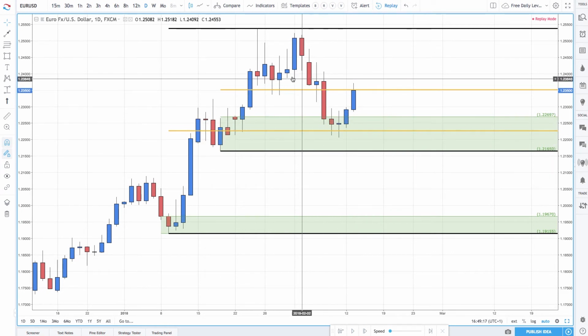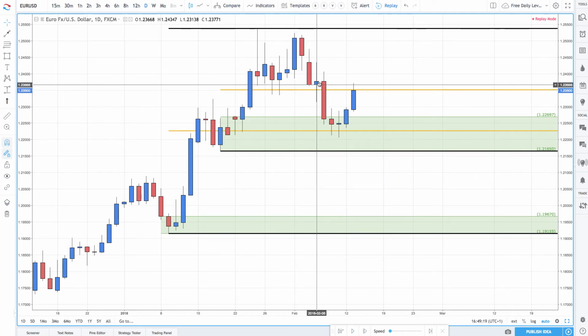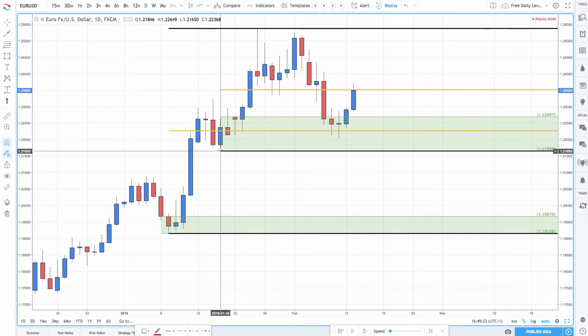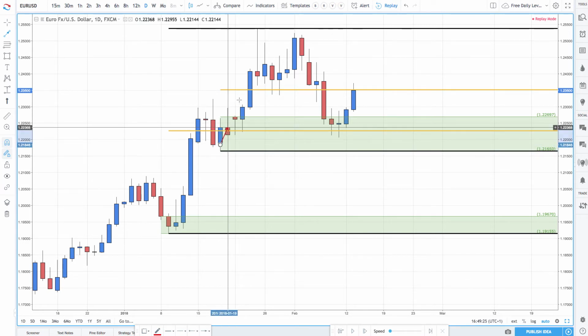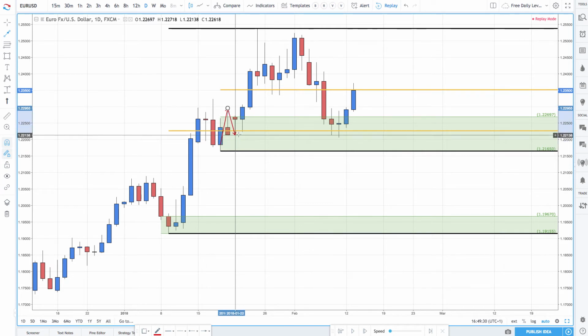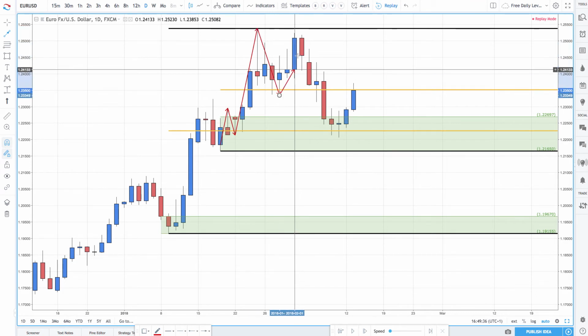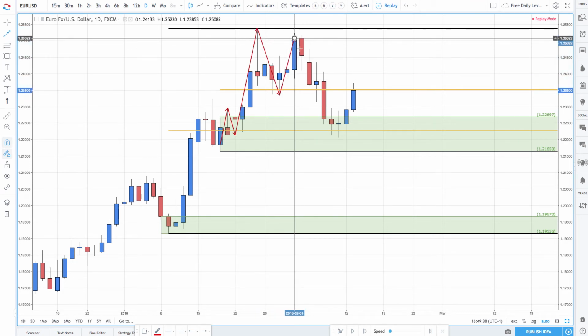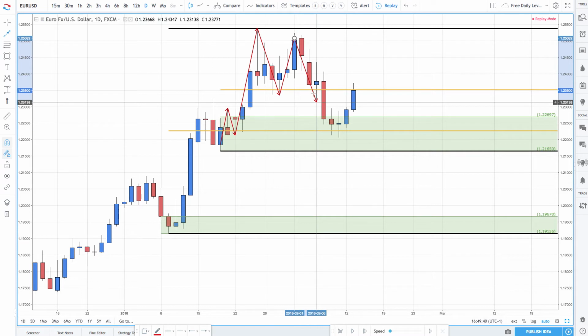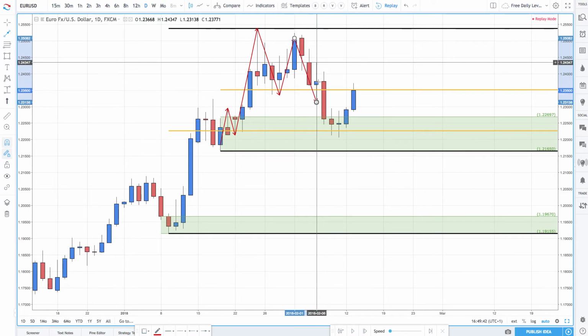So you've also got a complex pullback, by the way. You can see this move. If you look at how we do it, like that A, A, B, if you want to look at that as C, prices pull back into a level, and then prices look like they're going higher. Traders would look to buy here, right? And then it fails on them.